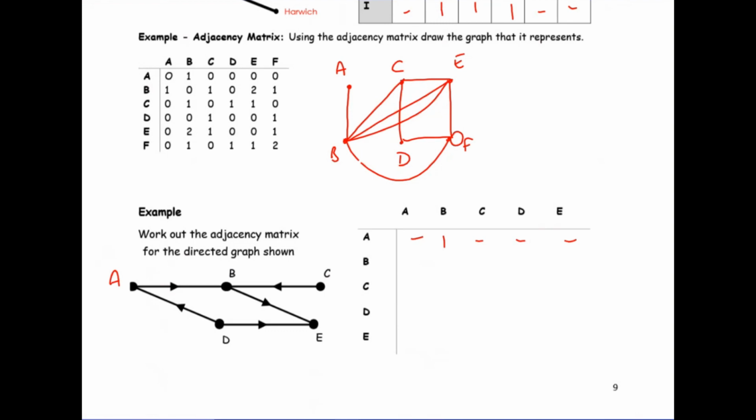Then we've got B is just directly connected to E. The other ones are going the other way. C is just directly connected to B. D is directly connected to A and E. And finally, E isn't connected up to anything because the arrows are going into it, not out. This is the adjacency matrix for this graph.